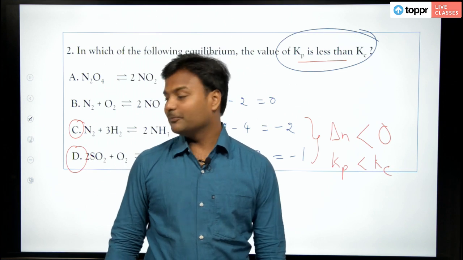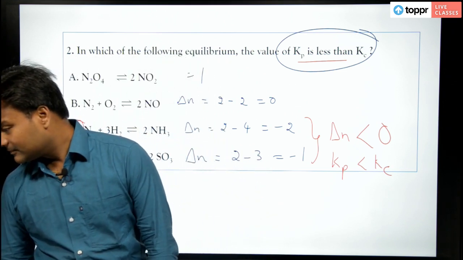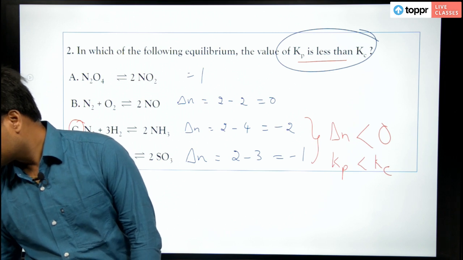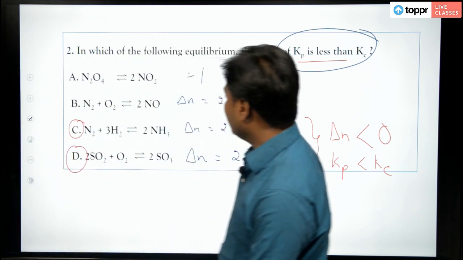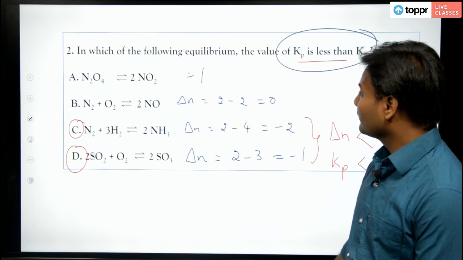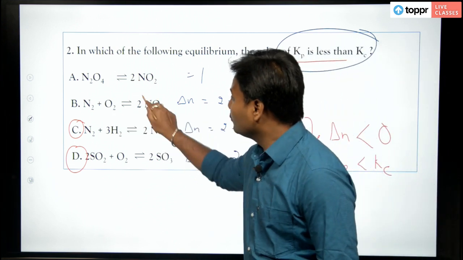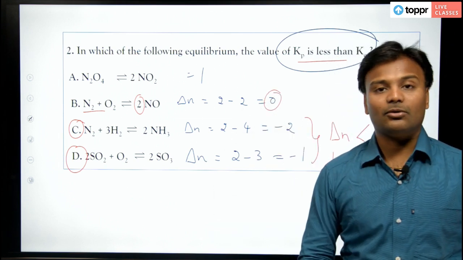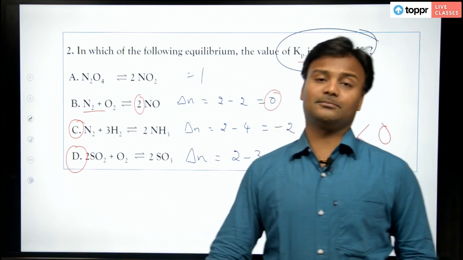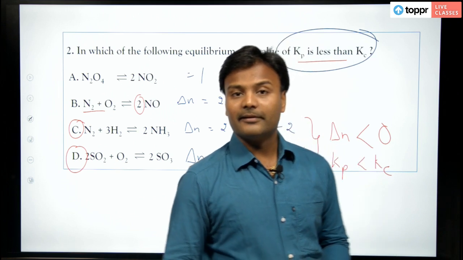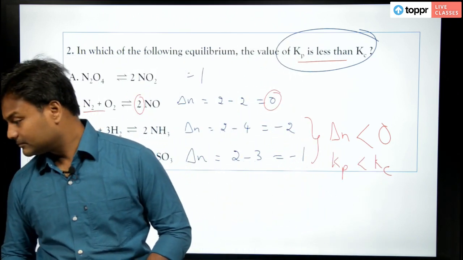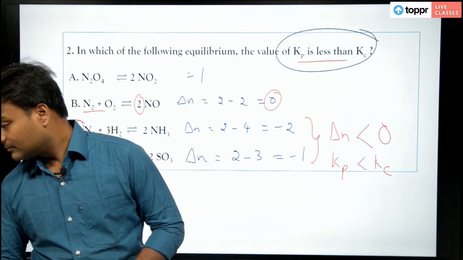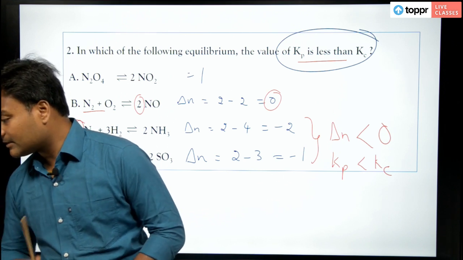Is it clear to you? Right? Okay, why B will be the answer? You have 2 moles here, 2 moles here. Delta n 0, delta n should be less than 0. Are you getting? Any other queries?